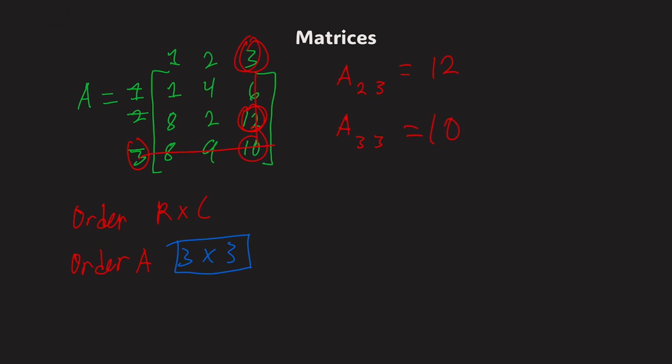Okay? Let's give another example. Matrix B is 1, and that's it. What is the order of matrix B? Well, the order is rows times columns. It has one row, it's got one column, so it's a 1 by 1 matrix. There you go.